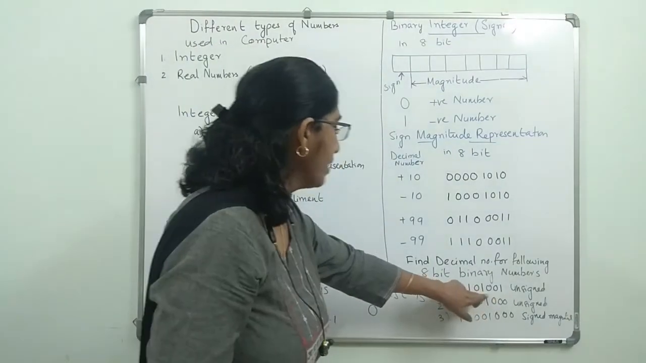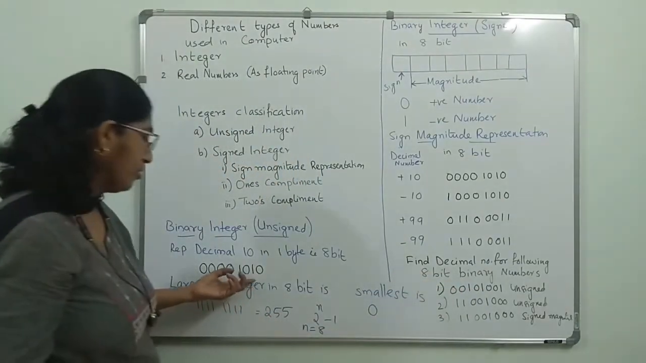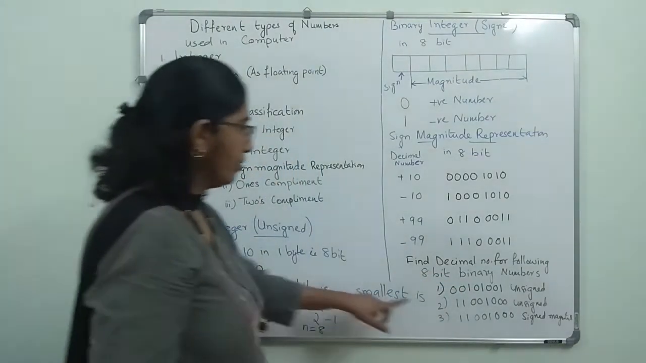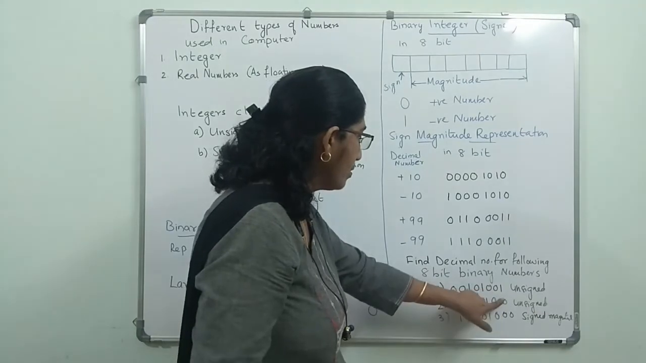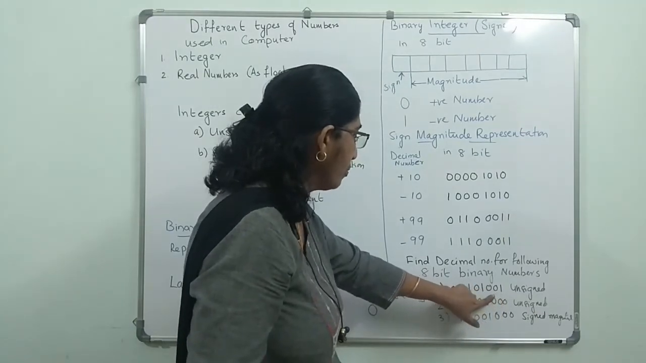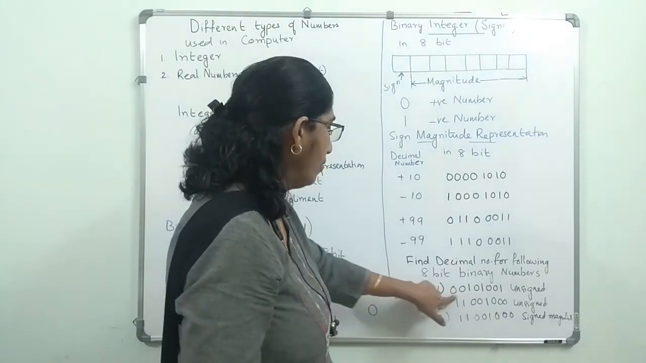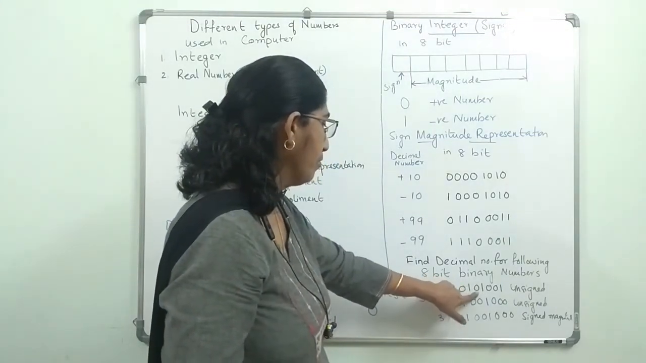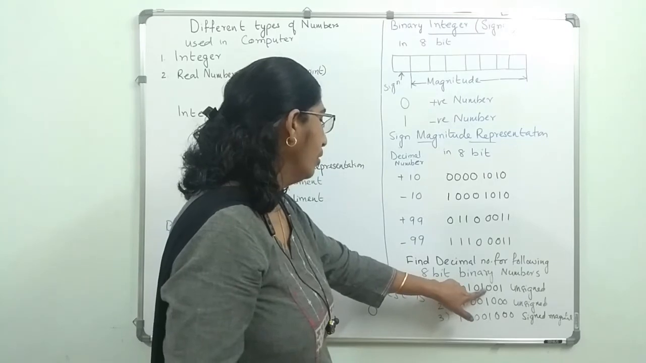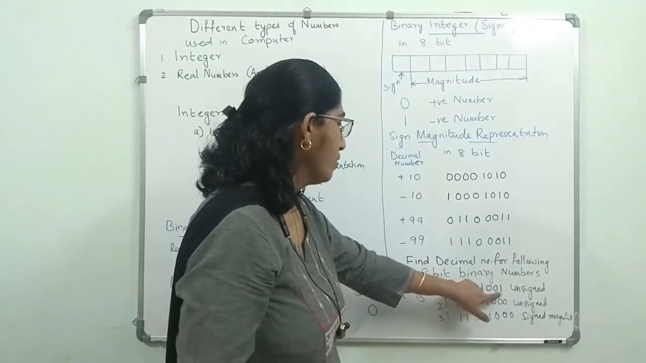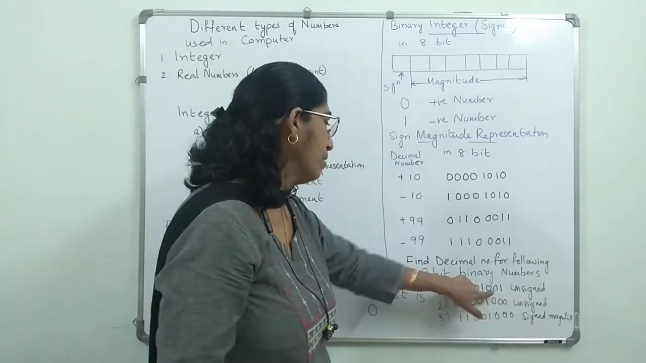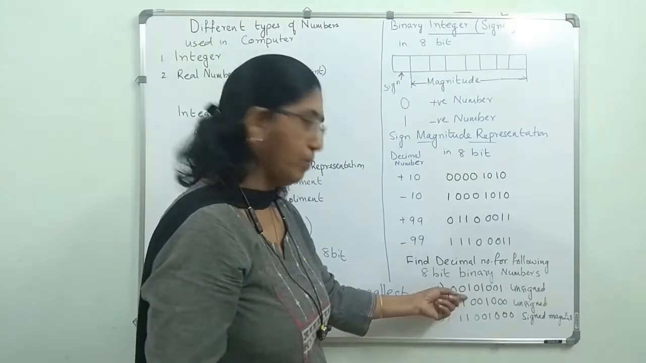So this is an unsigned number, which means it is simply as you write your ordinary binary. So you can take the place value. This is 2 raised to 0, 2 raised to 1, 2 raised to 2, 2 raised to 3, 2 raised to 4, 2 raised to 5. All others are 0. So 1 into 2 raised to 5 plus 1 into 2 raised to 3 plus 1 into 2 raised to 0. That will be the value of this number.